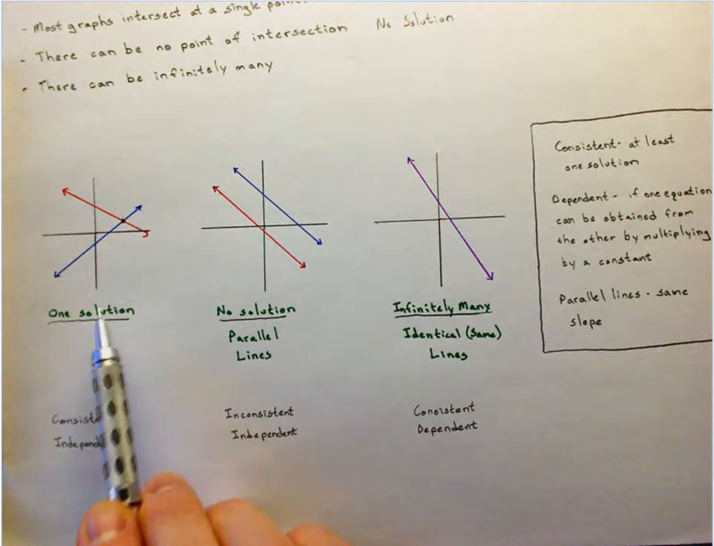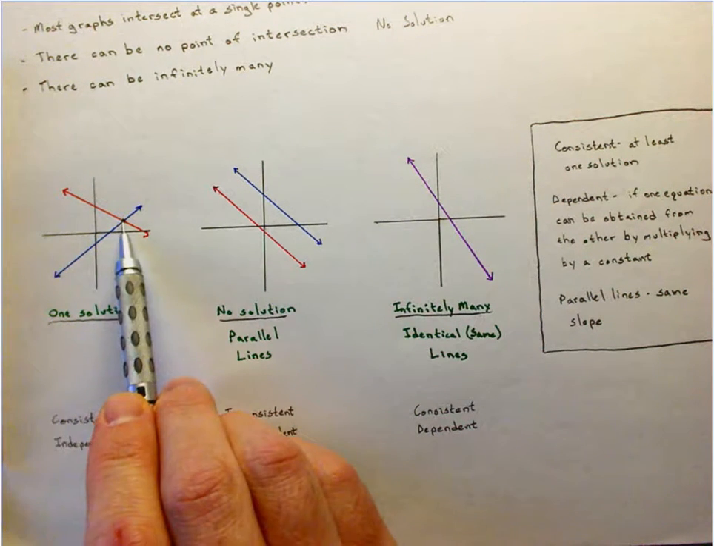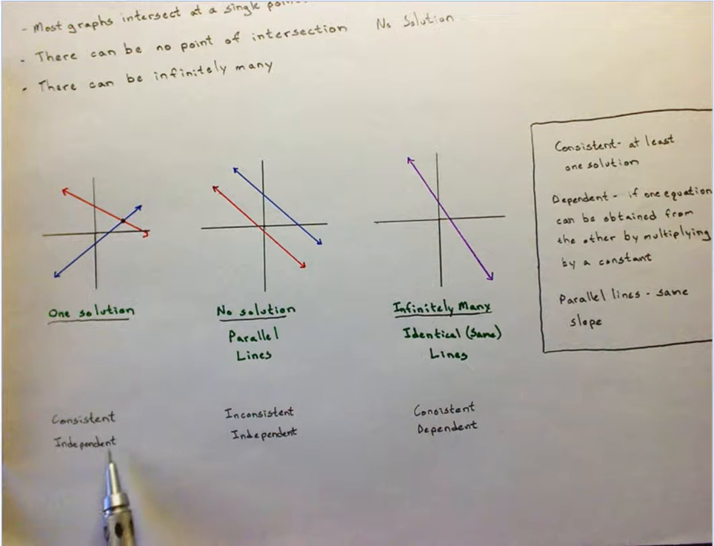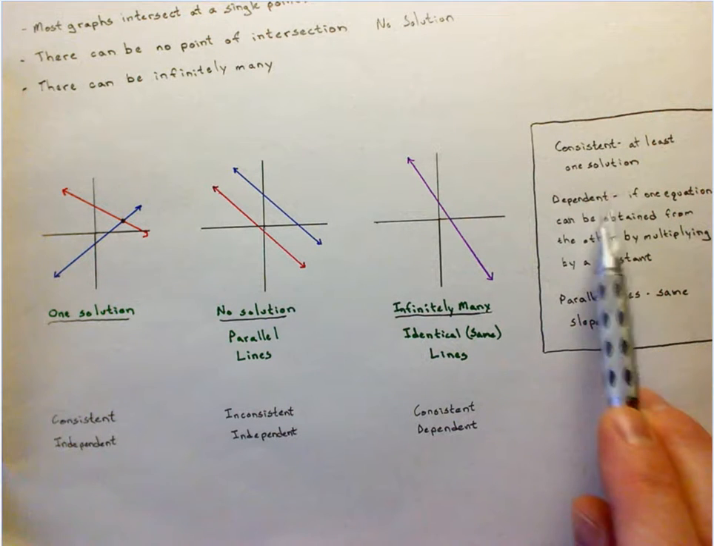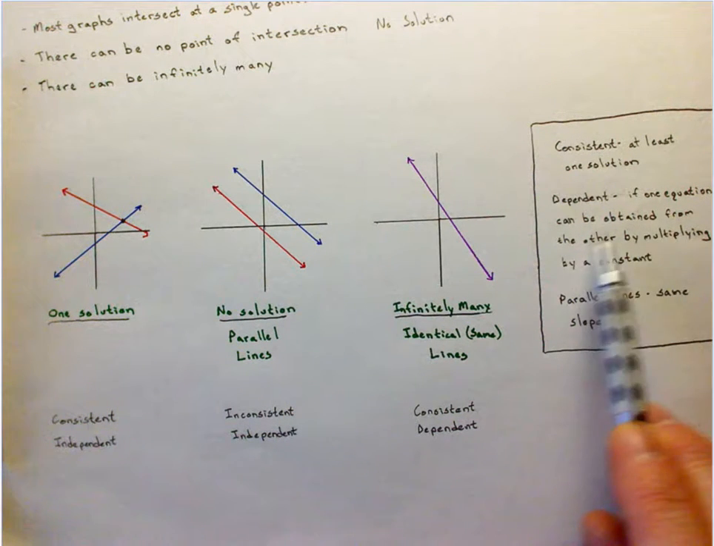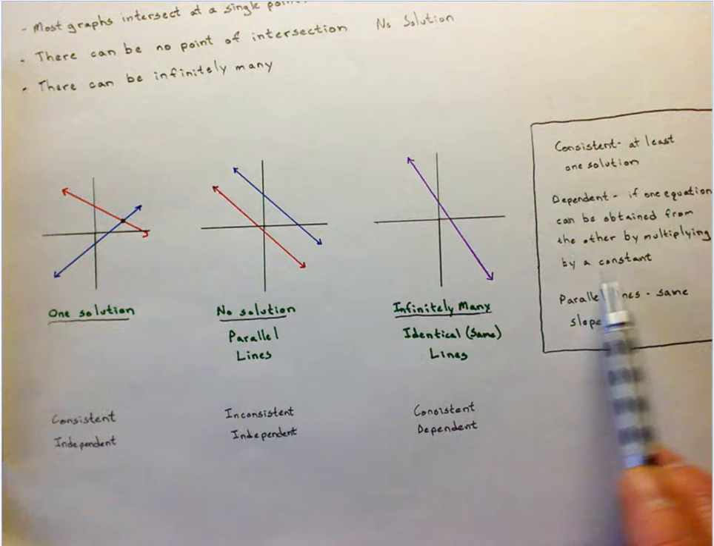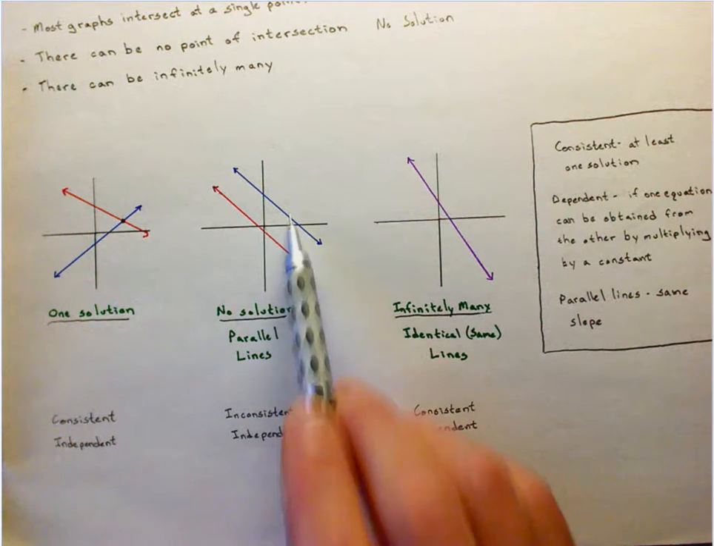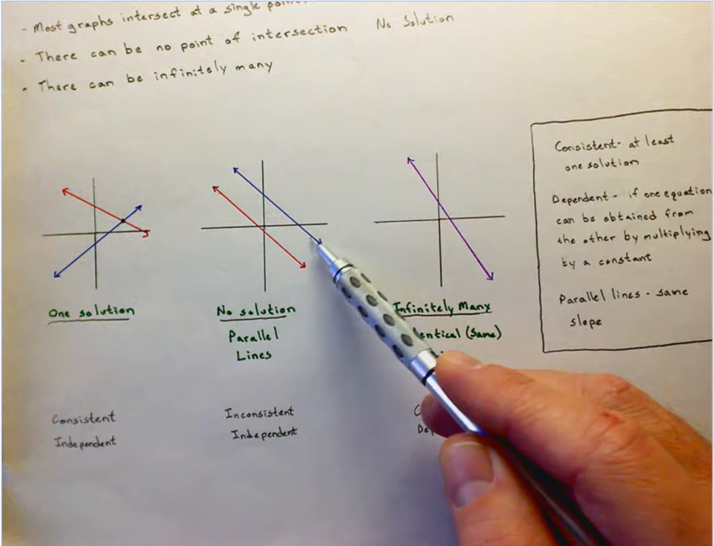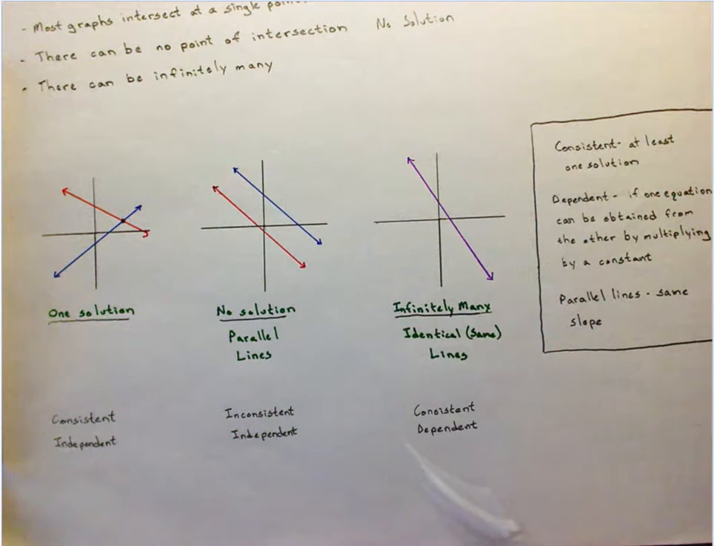To visualize this graphically, for one solution, they intersect. We say that is consistent independent. Consistent meaning at least one solution. Dependent meaning one equation can be obtained from the other by multiplying by a constant. That was one solution. No solution is simply parallel lines. Parallel lines are equidistant apart. They'll never intersect. Whenever you have parallel lines, we call that inconsistent independent.